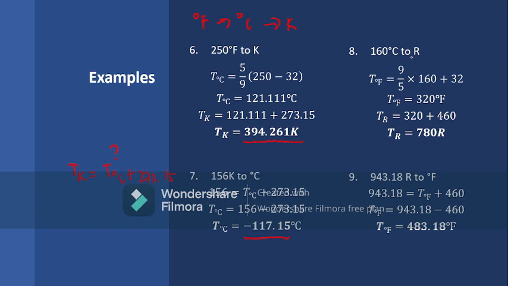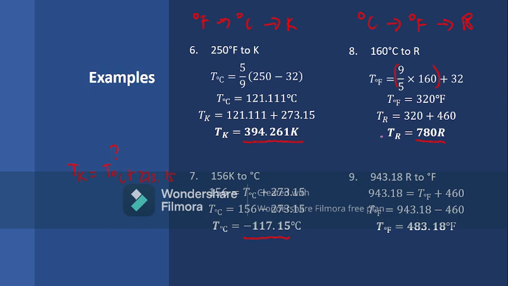So, 160 degrees Celsius to Rankine. So, degrees C muna tayo papuntang degrees Fahrenheit. Then, degrees Fahrenheit to Rankine. So, get the value first in terms of degrees Fahrenheit using the formula. So, ito yan. 9/5 times 160 plus 32. So, we will have 320 degrees Fahrenheit. So, plus 460, we will have 780 Rankine. That's it.